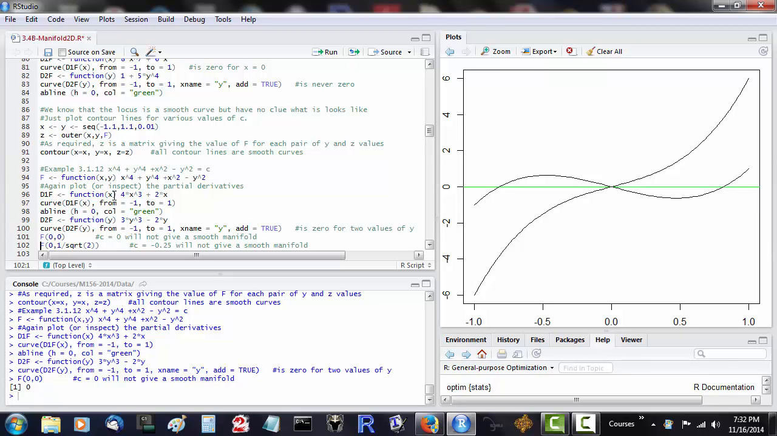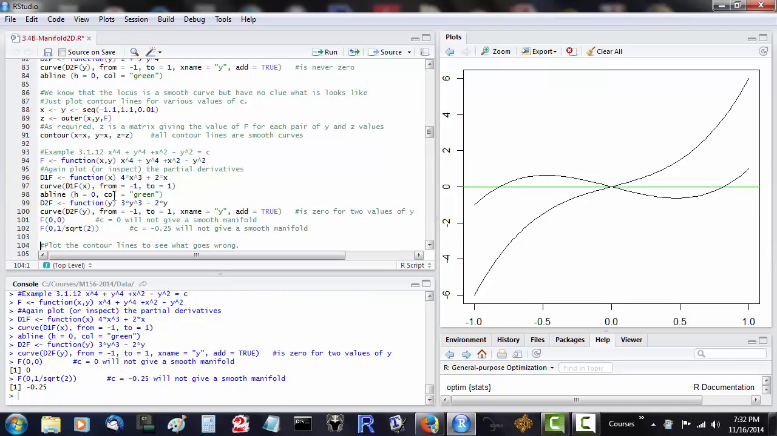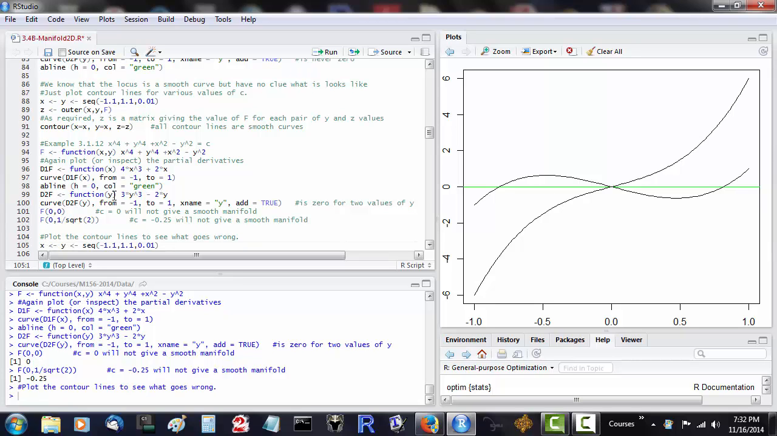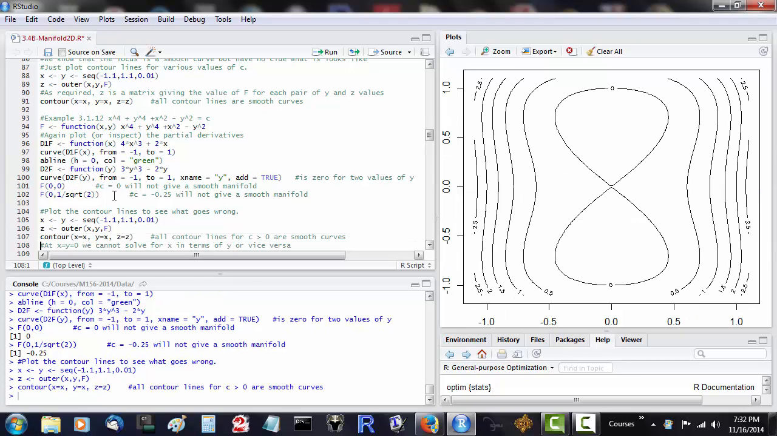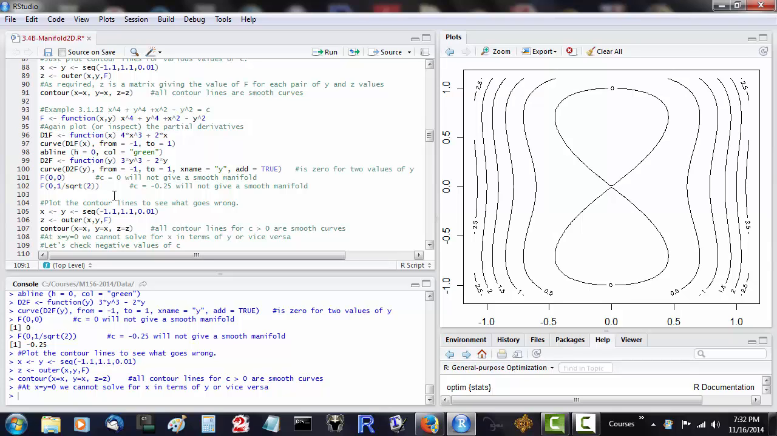If I put in plus or minus 1 over the square root of 2, I discover there's a problem at minus 0.25, and we can see what's happening by plotting the contour lines. So there are lots and lots of contour lines, and you can see already something funny is happening with the contour line for the value 0. It appears to cross itself, and at the point where it crosses itself, I can't express x as a function of y. I can't express y as a function of x.